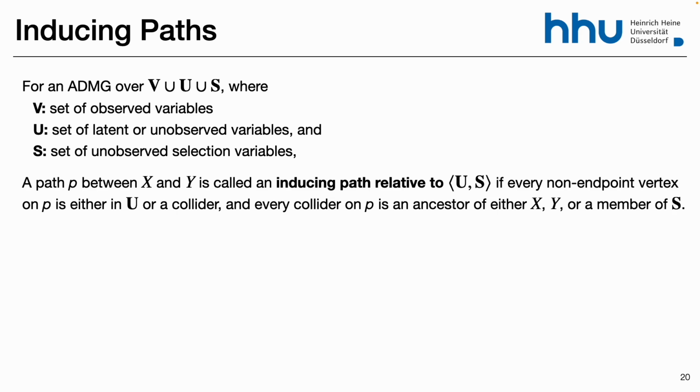But you don't need to think like this, right? You can just think that it's a collider path, and the variables that are colliders are either ancestors of the first or the last.